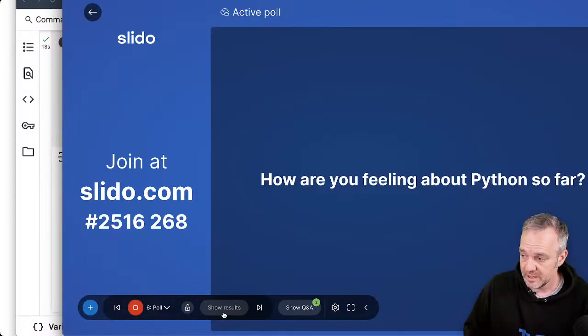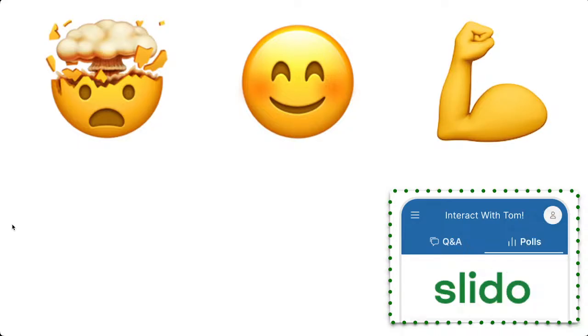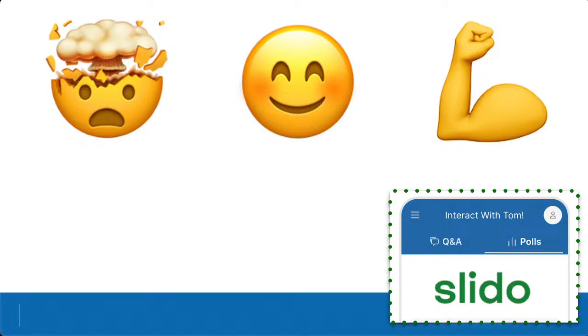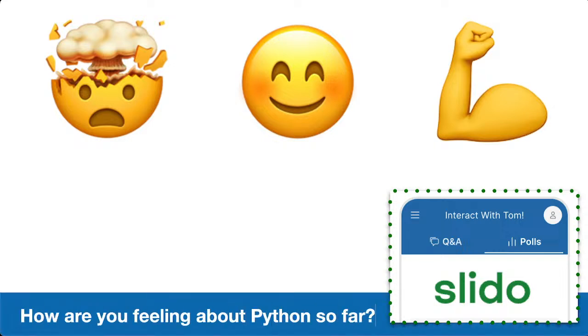Now, let's do a quick vibe check here. Let me get back into Slido and ask you, how are you feeling about Python so far, right? Do you feel like your mind is blown already by how much you've learned? Or maybe you're surprised at how fun this is? Or perhaps you're feeling confident and strong, ready to tackle more. Let me know in Slido, whatever you're feeling, pop that emoji there, and we're going to take a look at it in a second.